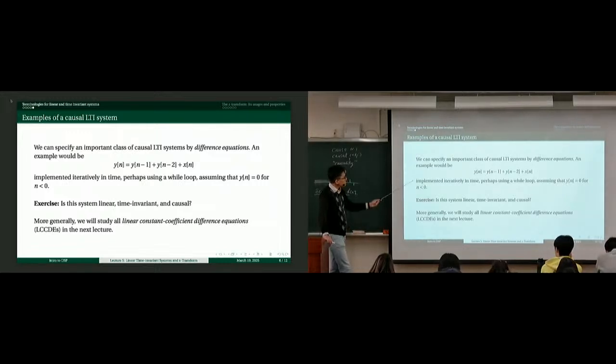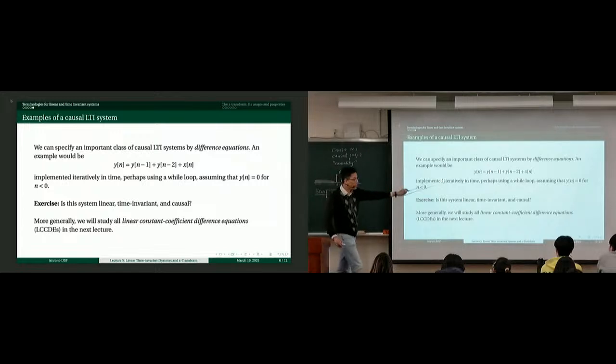But then we can question: is this system linear? Is it time invariant? Is it causal? So what's your opinion? These are valid questions. These are concepts that we just learned: linear, time invariance, and causality. Is it linear?